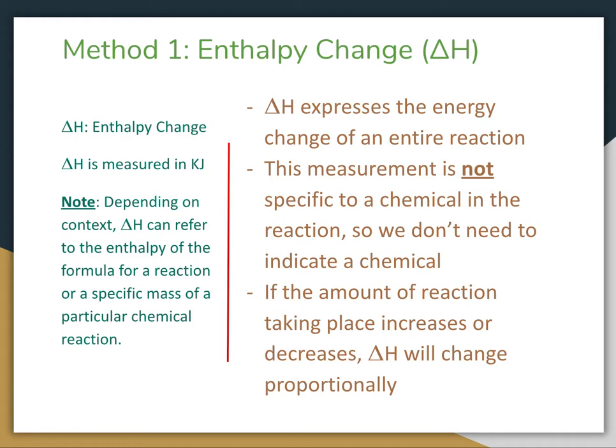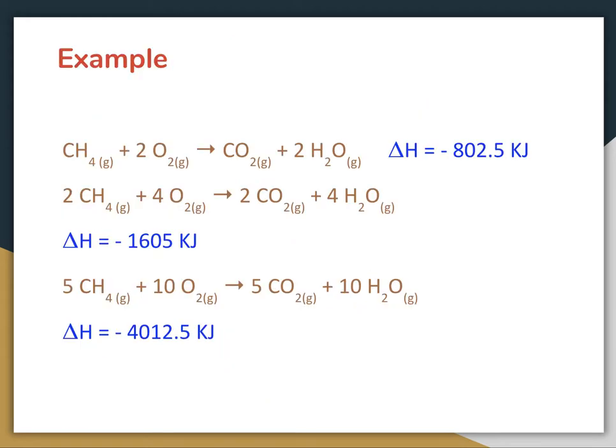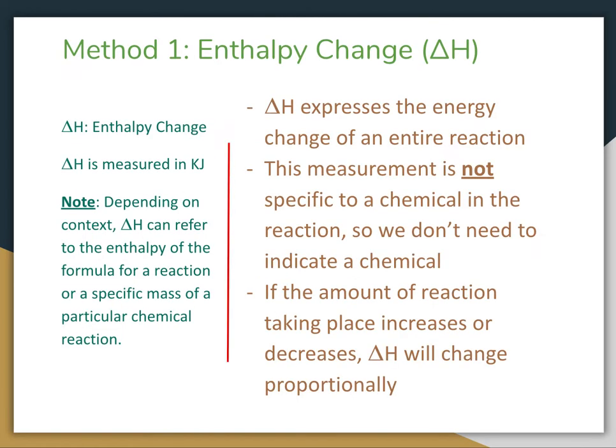So if you have the reaction of methane combustion, the enthalpy of that is negative 802.5 kilojoules. But if you double the amount of methane and oxygen, so twice as much reaction takes place, you also double the delta H up to 1,605 kilojoules. So delta H always gets measured in kilojoules, and we have to be really careful with it because it refers to the entire reaction.